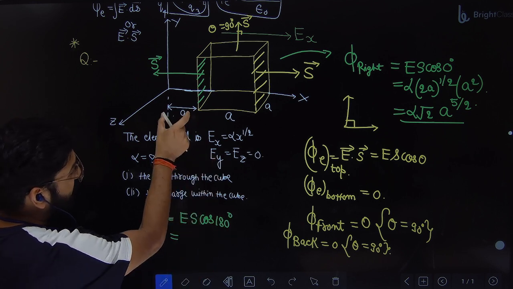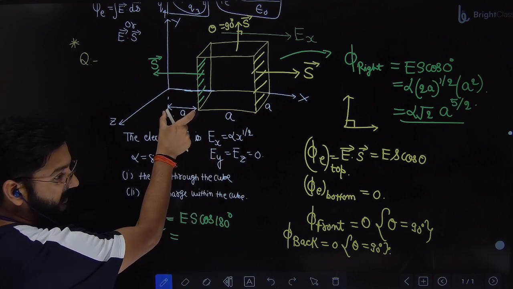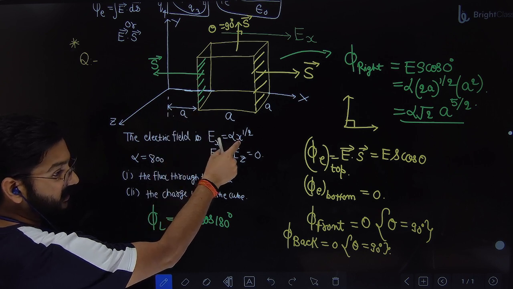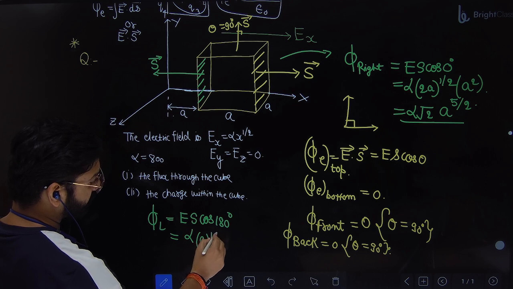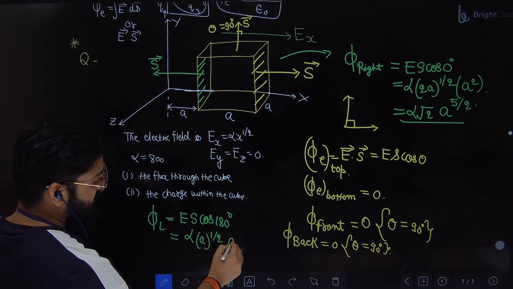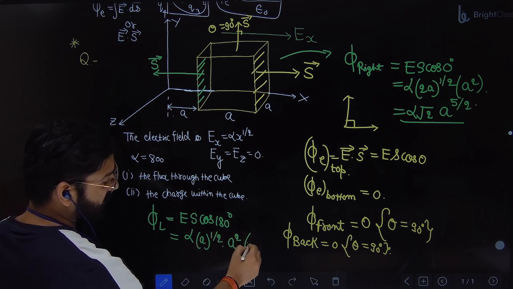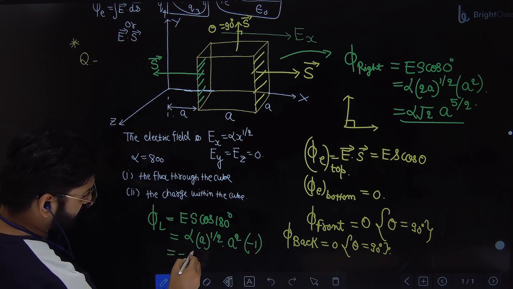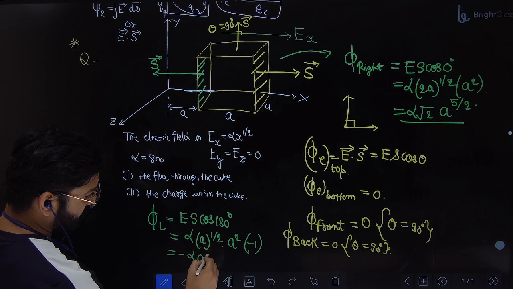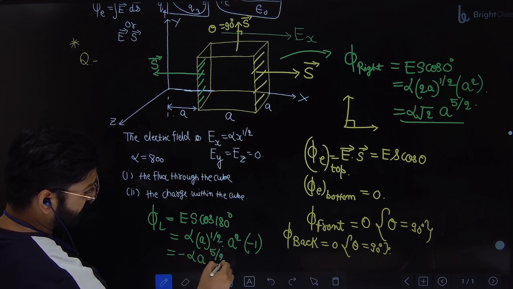If you see for the left surface, what is the x coordinate? A. You will put x as A here. So it will be alpha into A to the power 1 by 2. What is the area? Side square. And cos 180 is minus 1. So this becomes minus alpha A to the power 5 by 2.